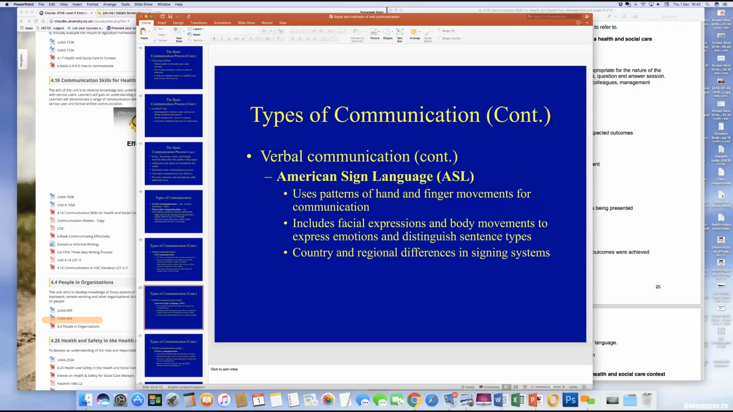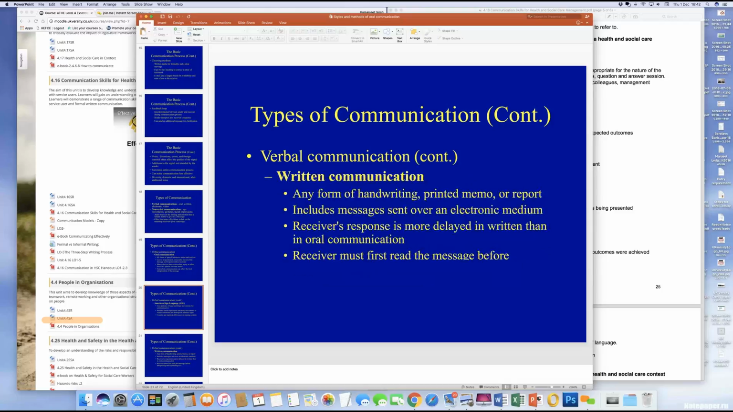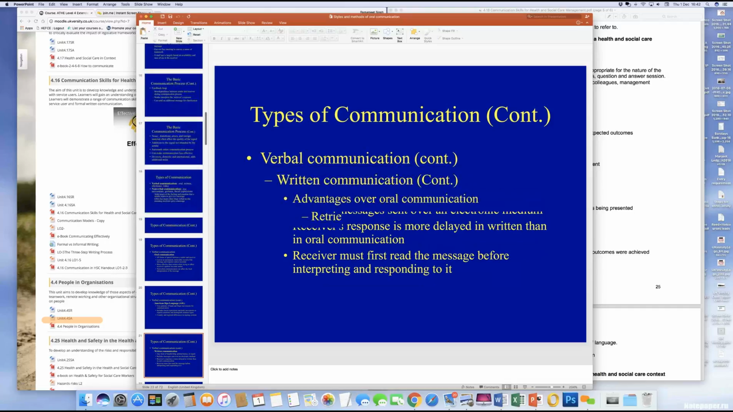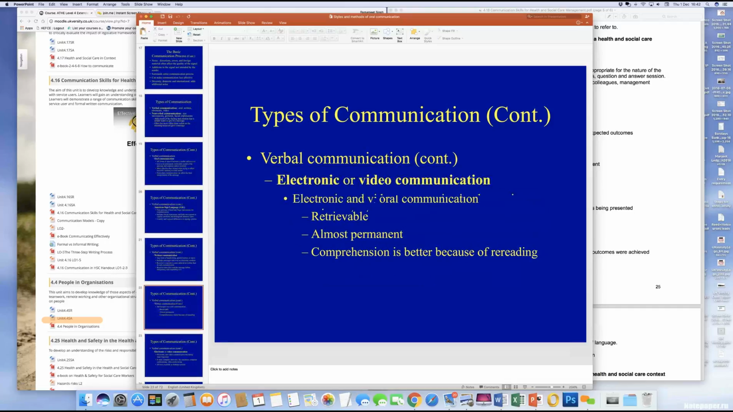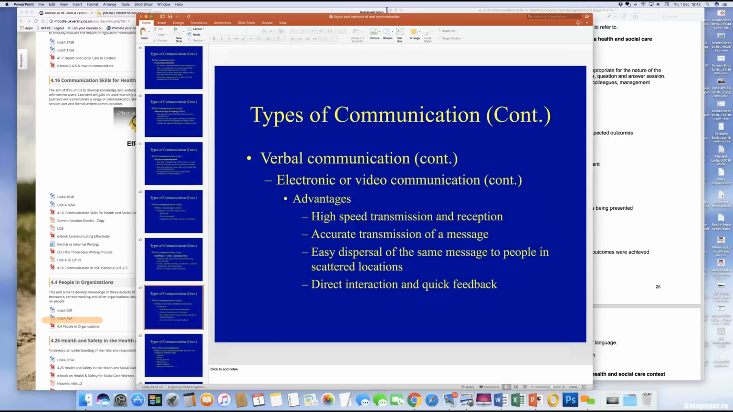One of the forms of verbal communication could be sign language, which is British Sign Language, American Sign Language, for somebody having a disability. And that is where you use facial expressions and body movements to be able to communicate. Written form of communication, I'm going to skip this. Okay, now coming here, which is verbal again.